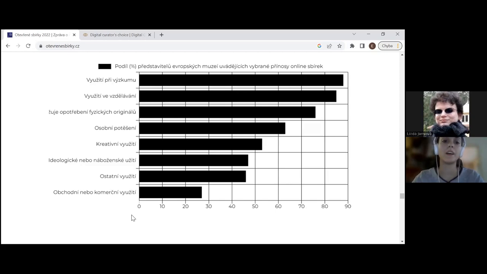So many times institutions are afraid of putting those digitalized items on the internet, because they will be used only in a commercial way. But in this research, you can see that this is not true.